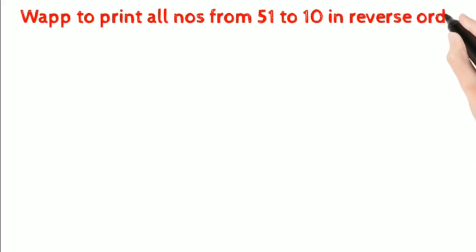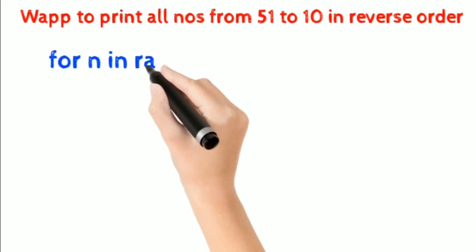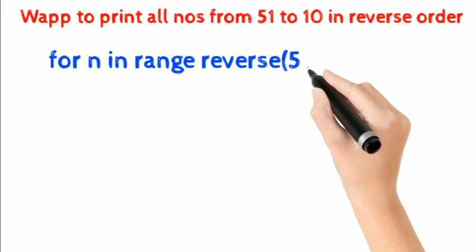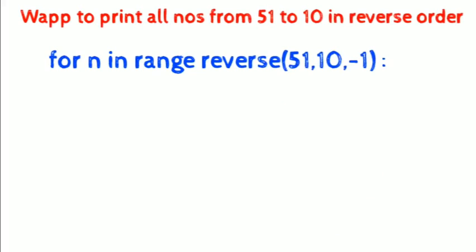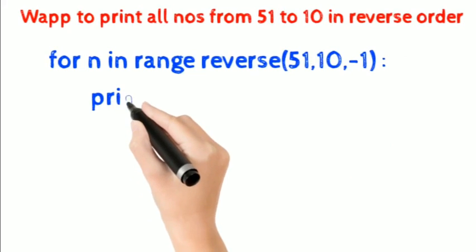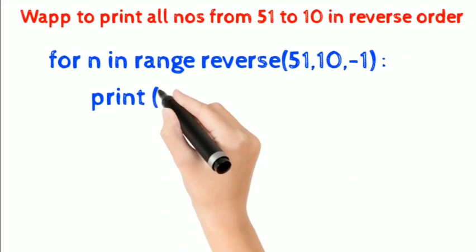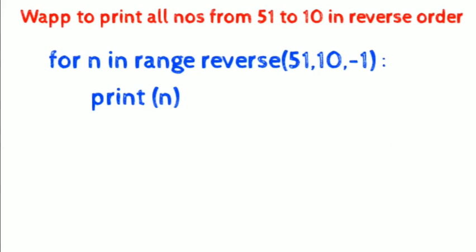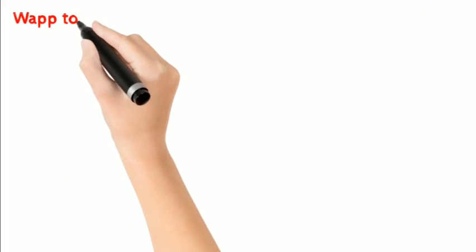Next question, it is saying to print all numbers from 51 to 10 in reverse order. In the previous case, we saw the numbers are getting printed in ascending order. In this case, the numbers are getting printed in descending order, that is 51 to 10. So here we have to use the keyword reverse, and within the bracket of range we have to write 51 comma 10, then -1. So step -1 it will move, and the syntax is for n in range reverse 51 comma 10 -1. Then giving a tab, we have to give the print statement to print it.